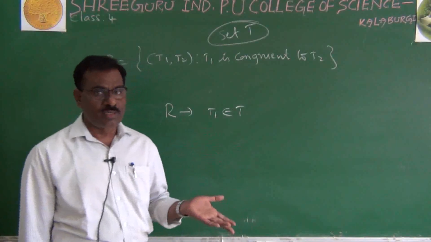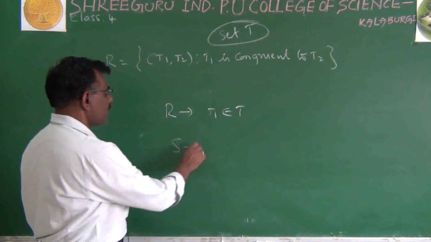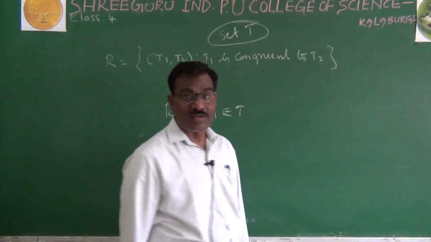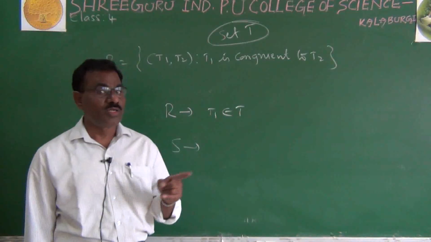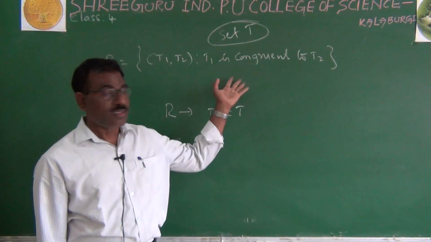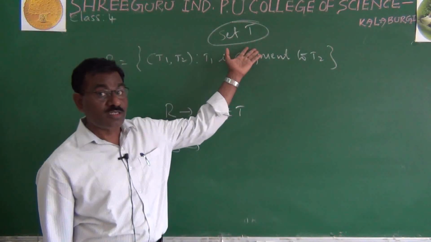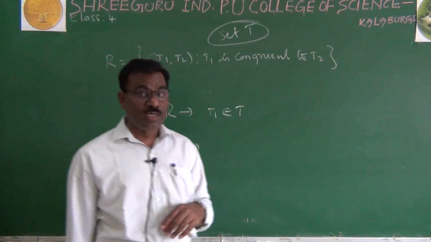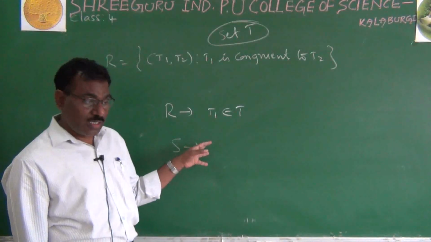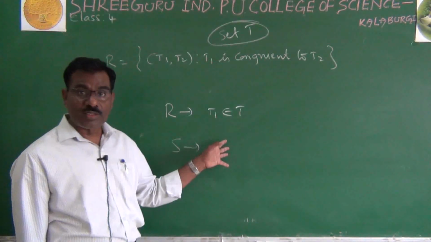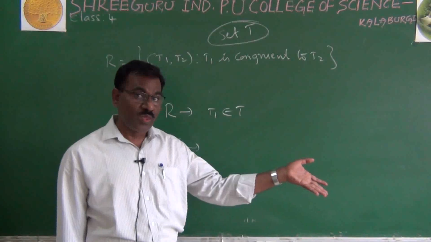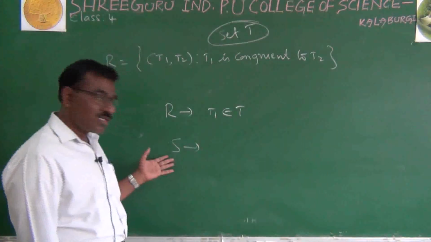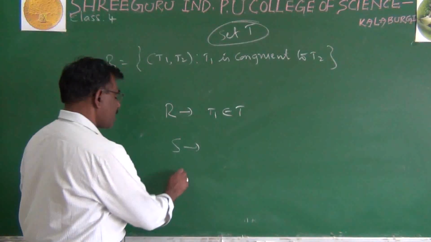So R is reflexive. What is the symmetric? Let T1, T2 belong to R. For all T1, T2 belonging to the set T, because it is a set of triangles. You have selected two triangles, T1, T2 belonging to T. Given T1, T2 belongs to R, so T1 is congruent to T2, and it implies T2 is congruent to T1. Okay? It is symmetric.